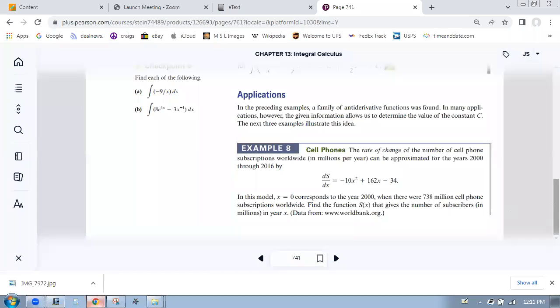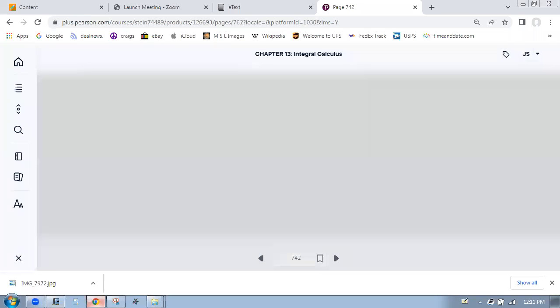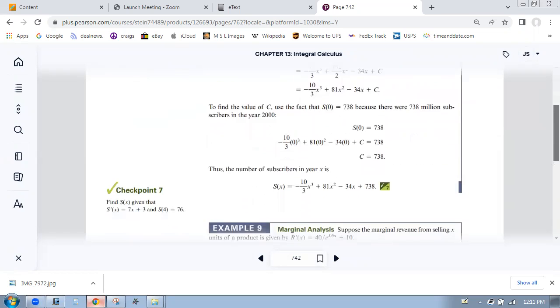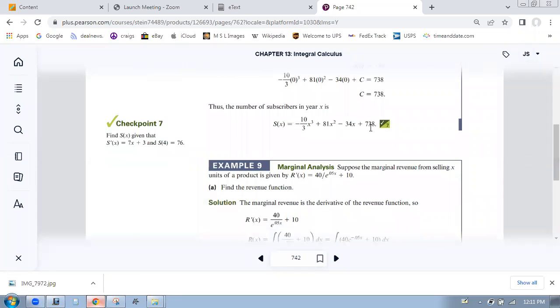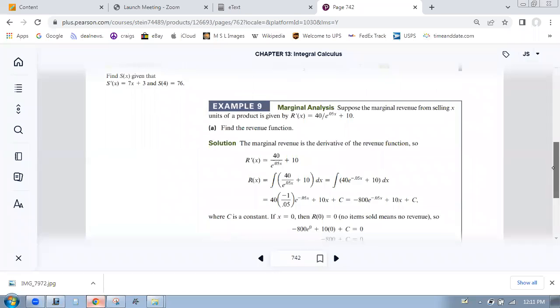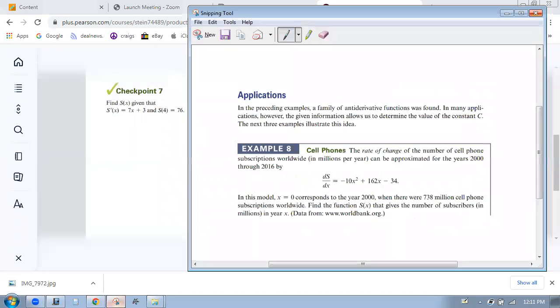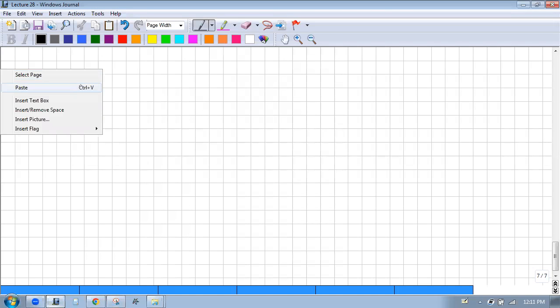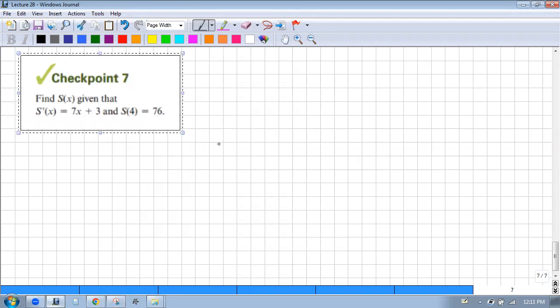So now we're going to do this over and over and over again. So yeah, there's S of x. They replace C. Oh, here's a checkpoint. I'm going to miss the checkpoint. S prime and S of 4.